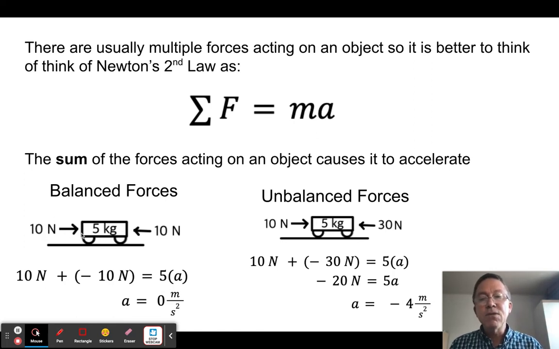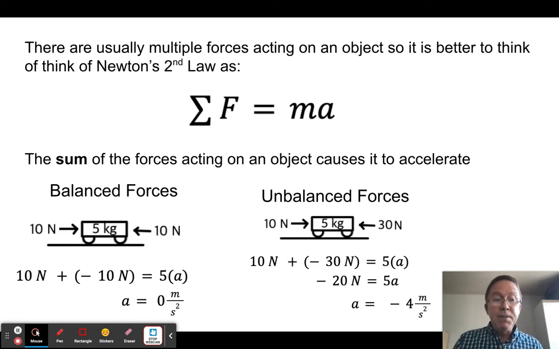I apply 10 newtons of force in the positive direction, but someone else applies 10 newtons of force in the negative direction. Well, when you sum up positive 10 newtons and negative 10 newtons, what you get is 0. And since there's 0 force acting on that, it's not going to accelerate. That doesn't mean there's no force acting on it. It just means the sum of the forces is 0. It's slightly nuanced there, right?